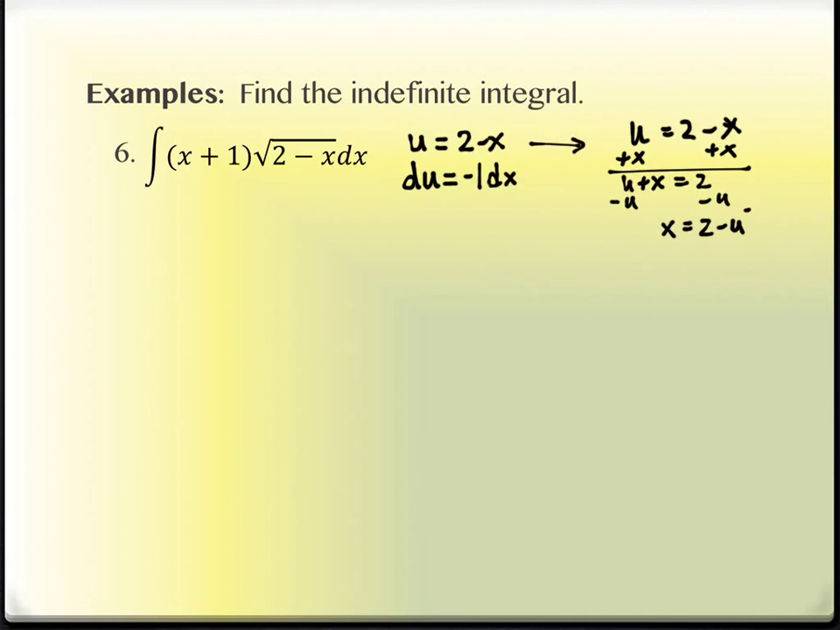So why can't it be 2 minus x? It is. U is 2 minus x, and x is 2 minus u. Those are two equations that are exactly the same. They're just written differently. Okay. There's a reason, though.